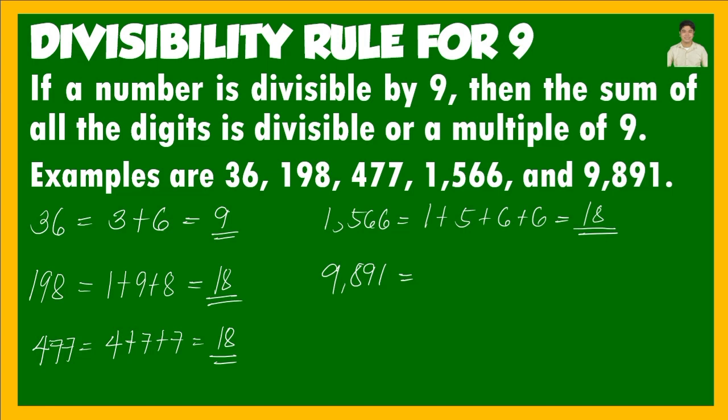9,891. Okay. So, kaya natin ina-add yan kasi nga ganyan yung rules natin. Para alam natin agad kung divisible ba yung number na yon sa 9. Okay. So, 9 plus 8 plus 9 plus 1. So, adding these numbers we get 27. And 27 is divisible by 9. And it is also a multiple of 9. Therefore, 36, 198, 477, 1,566, and 9,891 are all divisible by 9.